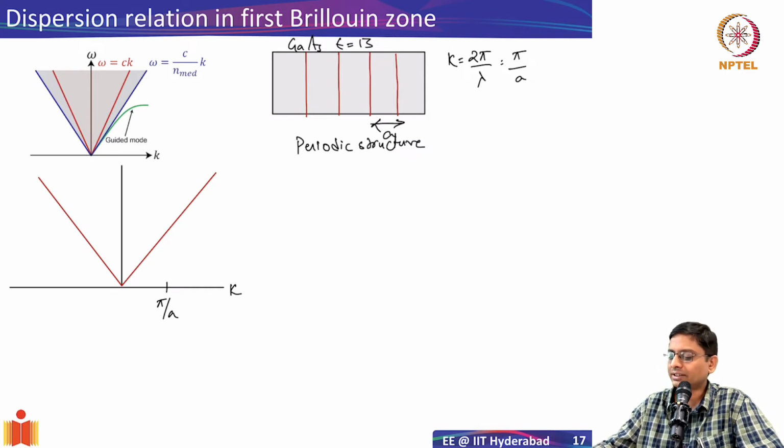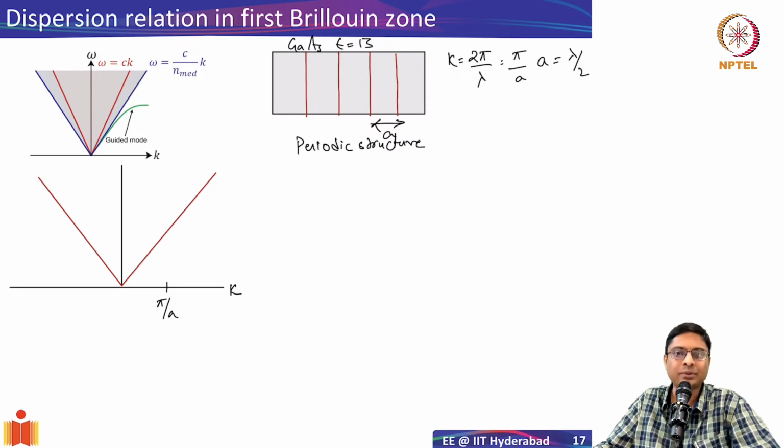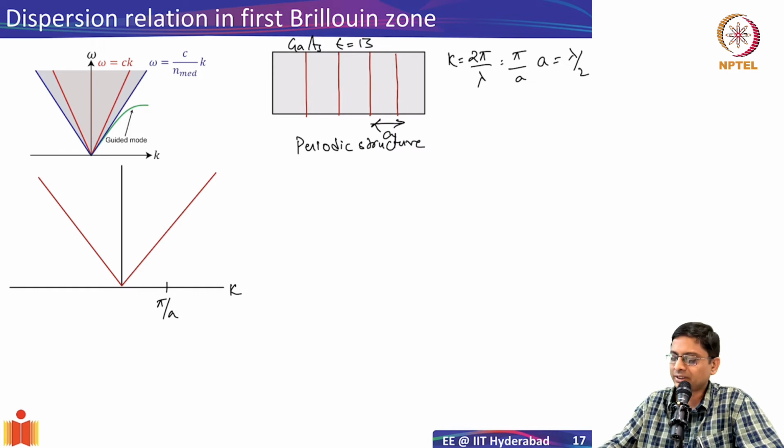Right? If I consider a scenario where the lattice constant is essentially lambda by 2, something interesting happens. That's what I'm claiming. Okay, what does it mean? Lattice constant is lambda by 2. Well, the wave could be something like this.